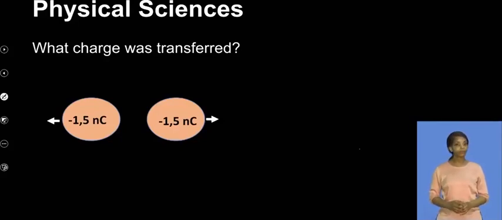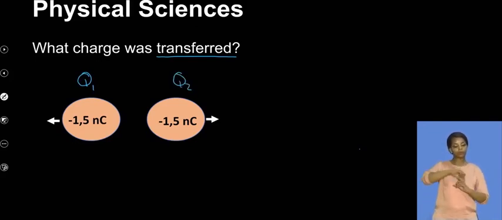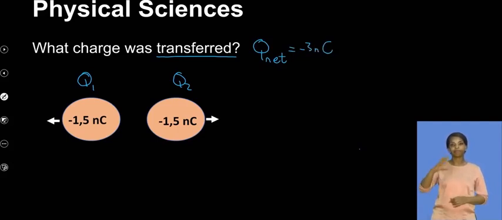Now, the follow-up question says, what charge was transferred? Now, the transfer obviously occurred between Q1 and Q2. We also need to realize, as we've already mentioned, that the net charge remains constant. We still have a Q net of negative 3 nanocoulombs, okay? So the net charge is still the same, but the charge has now been equally distributed. So it says what charge was transferred. Now we're actually talking about the change in charge.